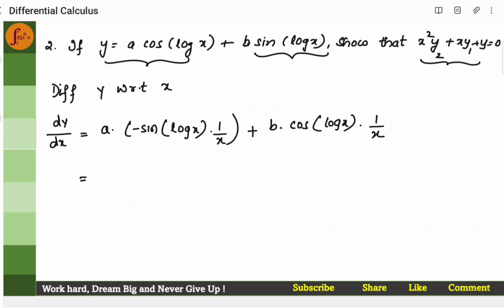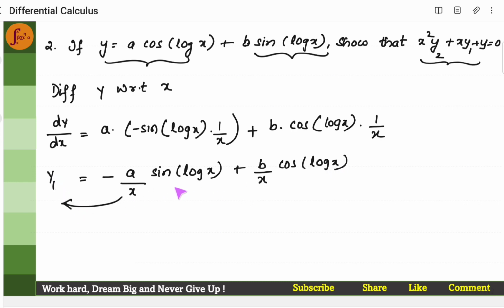So what do we get? We get minus a by x into sine of log x plus b by x into cos of log x. This is y1. Now we'll shift this x to this side. See, x is common here.